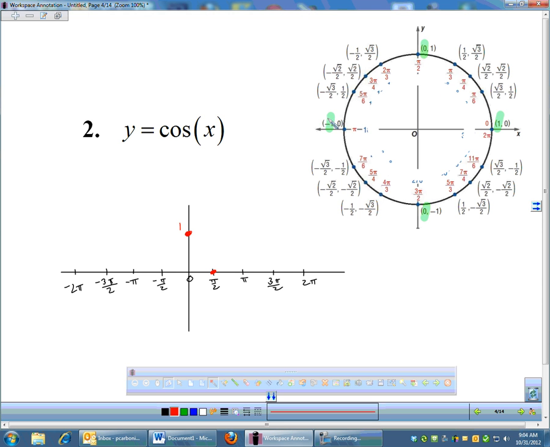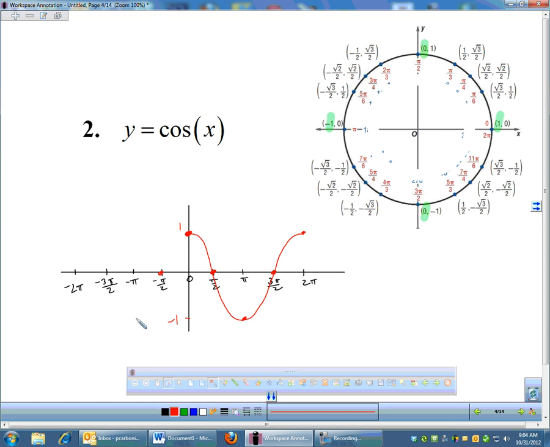At an angle of pi, my cosine is negative 1. So at pi, I'm at negative 1. 3 pi over 2 is 0. And 2 pi is positive 1. And cosine has this nice, smooth, wavy graph. It's actually the same shape as sine. It just starts in a different place.